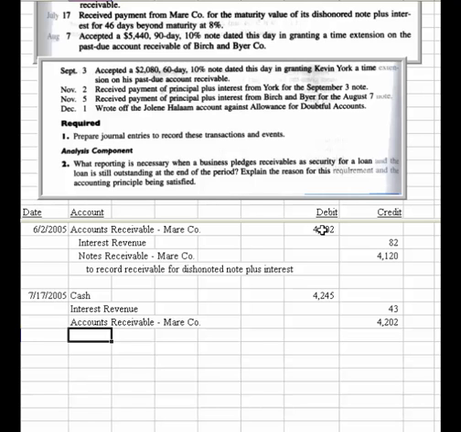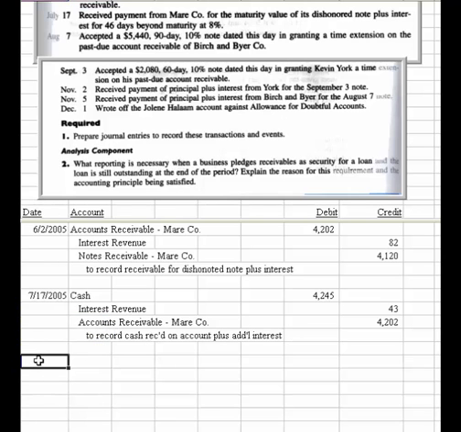And we need to label this entry as to record cash received. I'm going to abbreviate here, on account plus additional interest. Okay? And all of these would be indented, proper form. Alright, that takes care of July 17th.